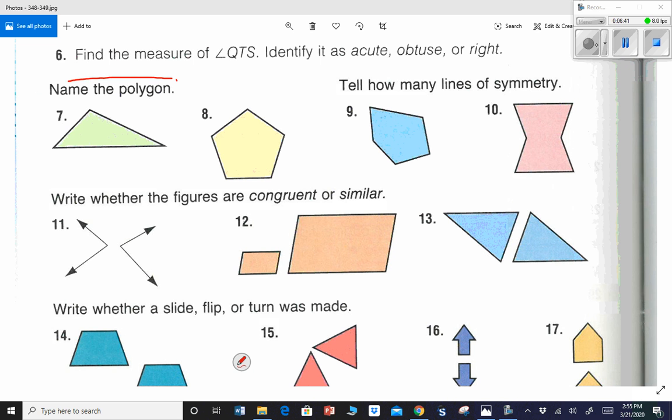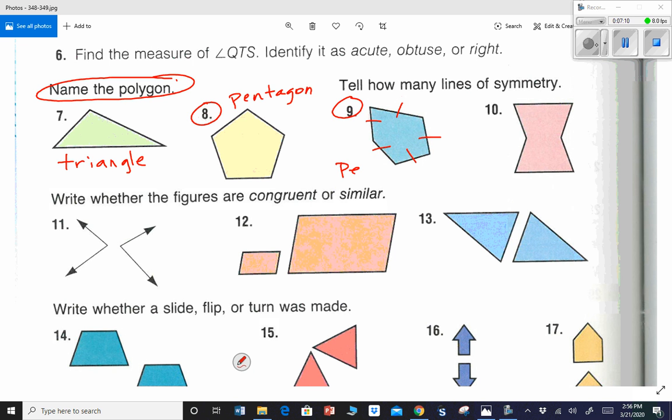Okay, here we simply have to name the polygon. I think you know the answers. Triangle. Number 8, count the sides. There are 5. That's a pentagon. And number 9, again, if you count the sides, 1, 2, 3, 4, 5 sides, also a pentagon.